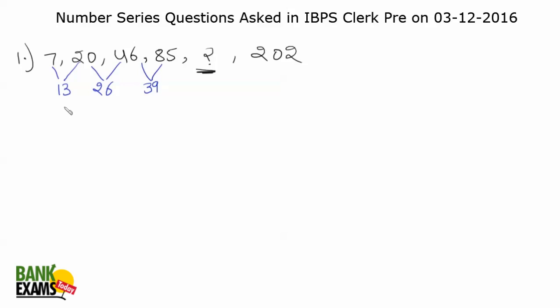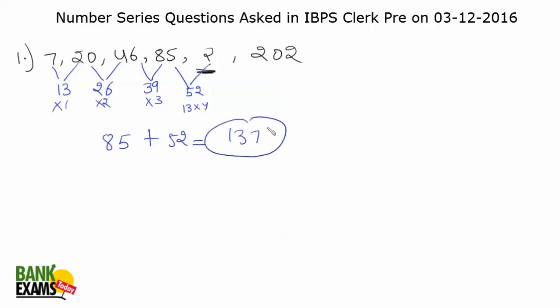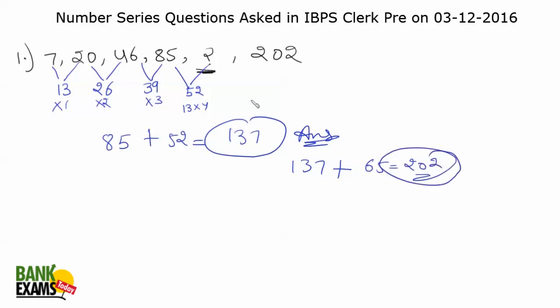It is a table of 13. 13 ones are 13, 13 twos are 26, then 13 threes are 39. Their difference should be 52, that is 13 fours are 52. So the answer should be 85 plus 52, that becomes 137. 137 is our answer. If you want to cross check the answer, 137 plus 13 fives are 65 becomes 202. And that's cross-checked. So 137 is our answer. Now let's do the next question.